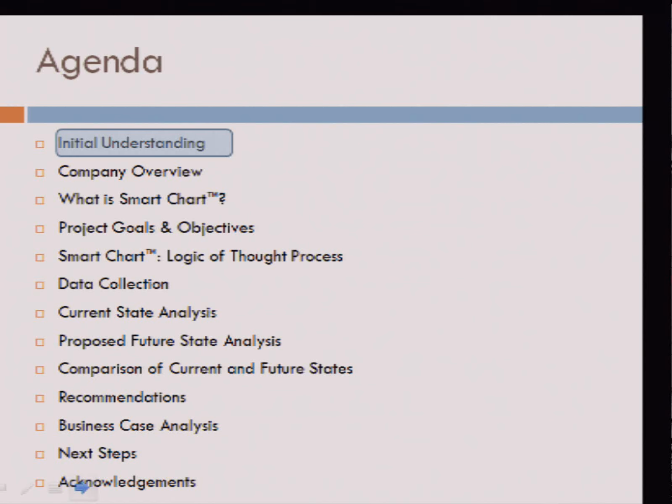So our agenda is pretty big, but don't worry, I'm not going to keep talking till the cows come home. Let me first give you an initial understanding of the problem that we focused on.